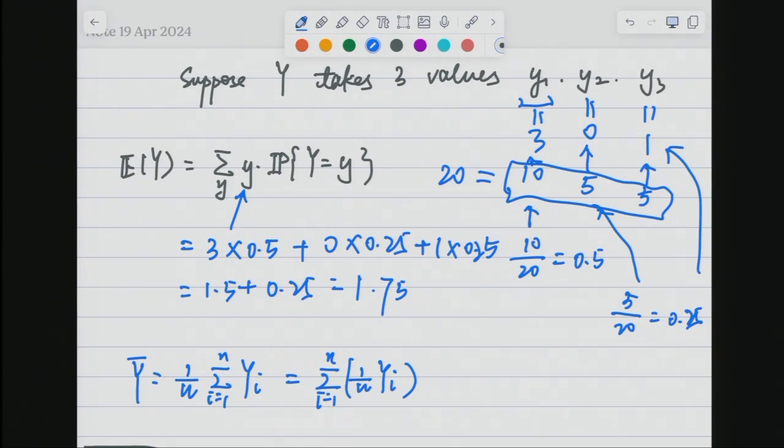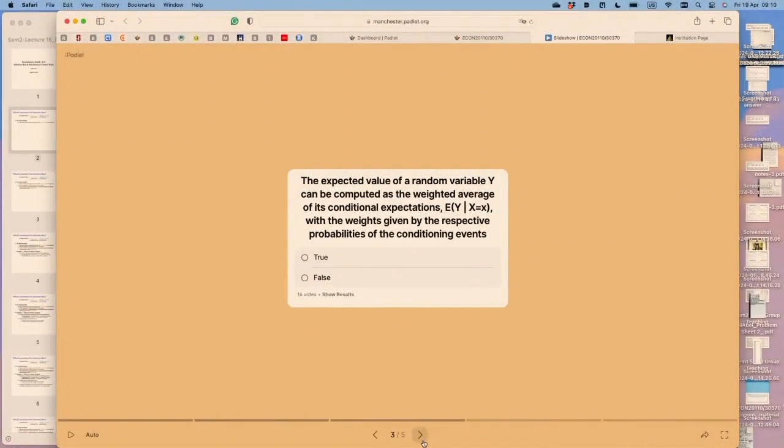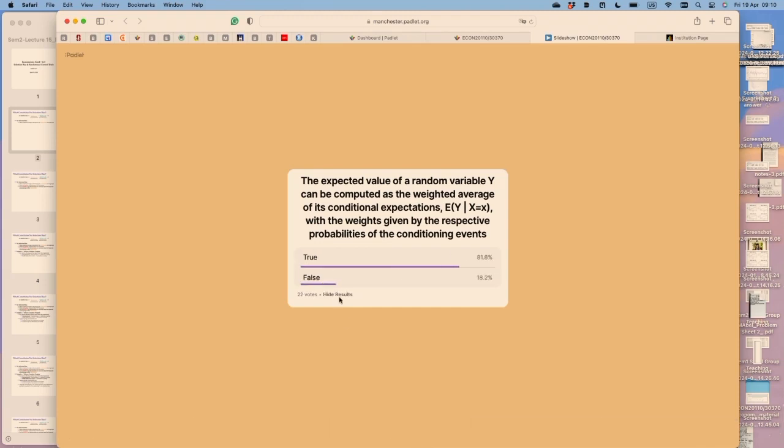Now the next one. We have that the expected value of a random variable y can be computed as the weighted average of its conditional expectation. Okay, so suppose given y and some x, the overall expectation of y can be recovered by computing the weighted average of all these conditional expectations, okay, with the weights given by the respective probabilities of these conditional events. So here, the probability is given by when x is equal to the lowercase x. Just think of x as d, a binary variable, okay? It's either 0 or 1. So this is, again, a true statement, okay?